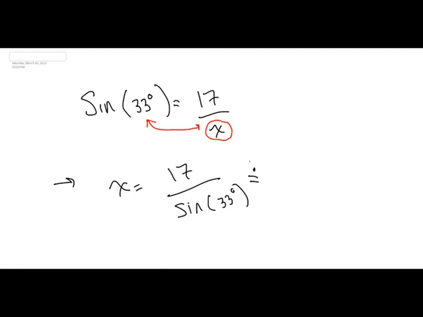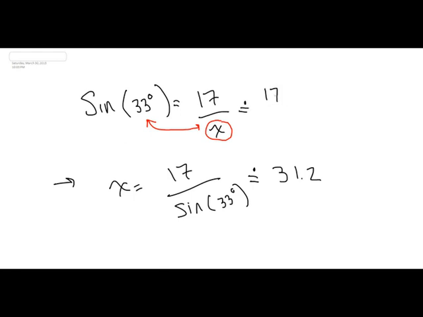And here we can approximate this. Grabbing our calculator, we get 17 divided by the sine of 33, and accurate to one decimal place, we get 31.2. The nice thing here is, remember that as long as you're dealing with algebra, you can always check your answers. So let's check to see if this is indeed true.